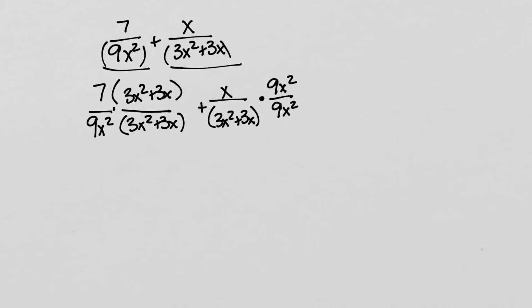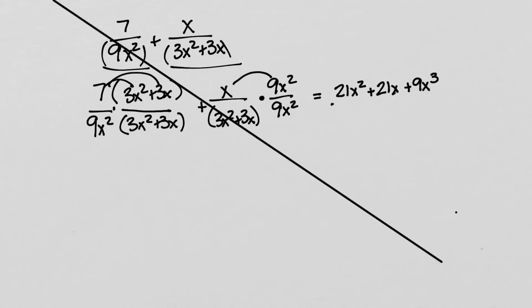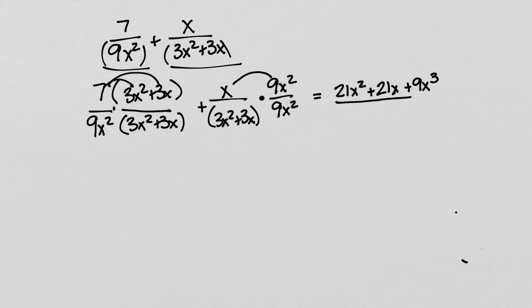Okay? And then we multiply things through and we simplify a little bit. So the top ends up looking like this. I have 7 times 3x squared, so I get 21x squared. And I have 7 times 3x, which is 21x. And then over here, I have an x times 9x squared, which is 9x cubed. And then on the bottom, I'm going to have 9x squared times 3x squared plus 3x.